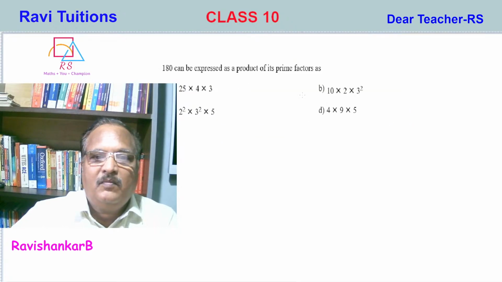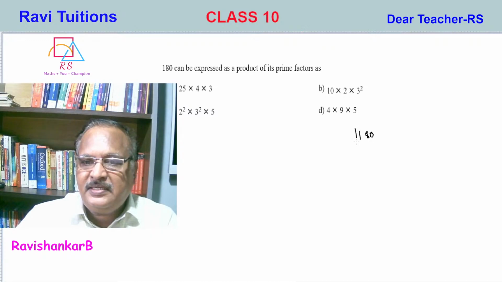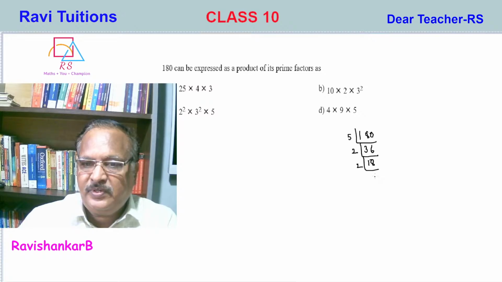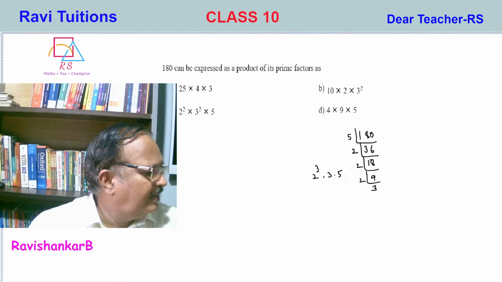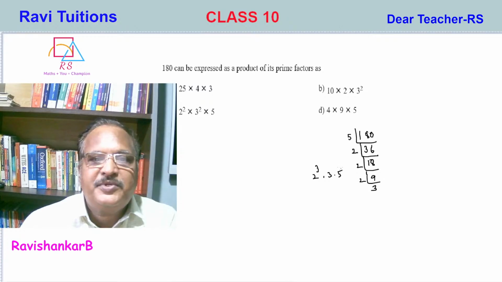So 180 can be expressed as a product of its prime factors. As usual, you can work out here. 5 you can take. 5 is a prime factor. 3 5s are 15. 6. Again 2 you can take. 18. You can take again 2. 9. You can take 2 and 3. So it is 2 cube into 3 into 5. Option C.